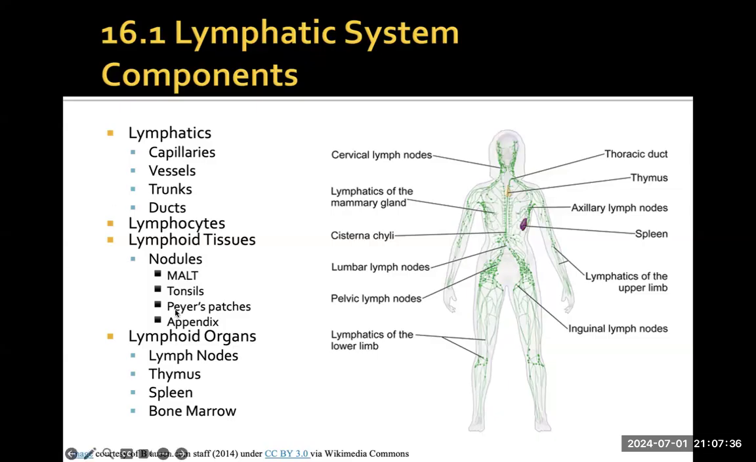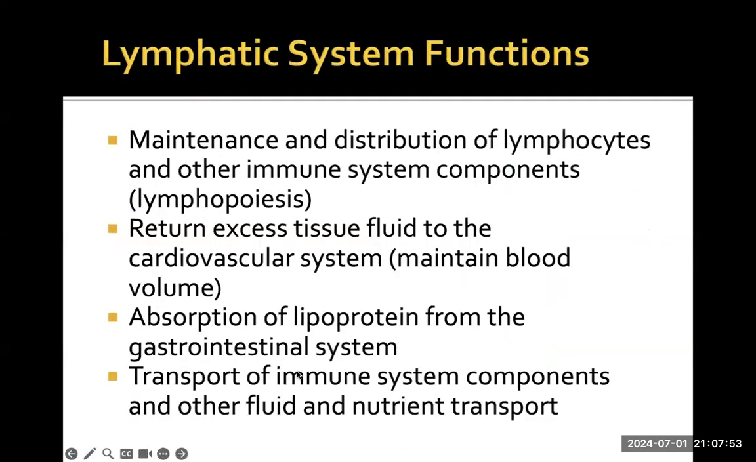And then the lymphoid organs are going to be, again, the nodes. The nodes are going to be anywhere you see the little bulges in there. The thymus, which sits anterior to the heart, the spleen, which sits on the left side of the body, and then also bone marrow. So one more time with a little bit more depth, the functions. So functions here are going to be maintenance and distribution of lymphocytes, and then other immune system components. Also, they help with lymphopoiesis, which is the creation of the lymphocytes.